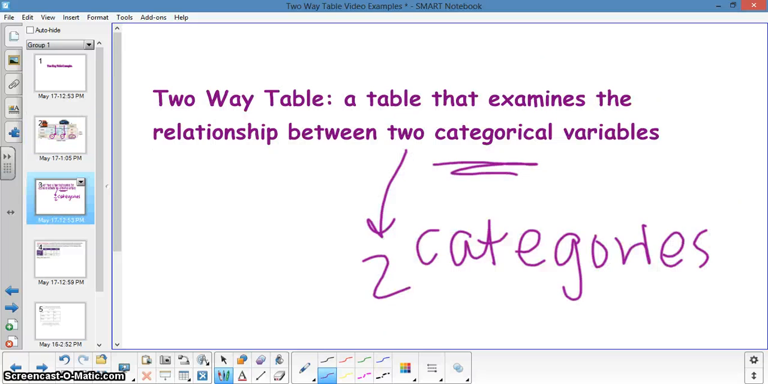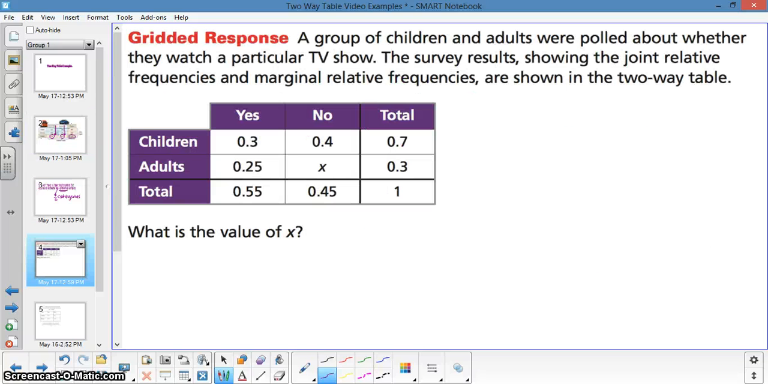Now let's look at examples. A group of children and adults were polled about whether they watch a particular TV show. Okay, simple. The results are shown in the survey, and it shows the joint relative frequency and marginal relative frequencies in the two-way table. What is the value of X?